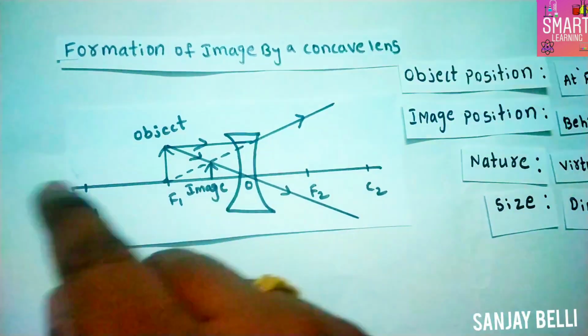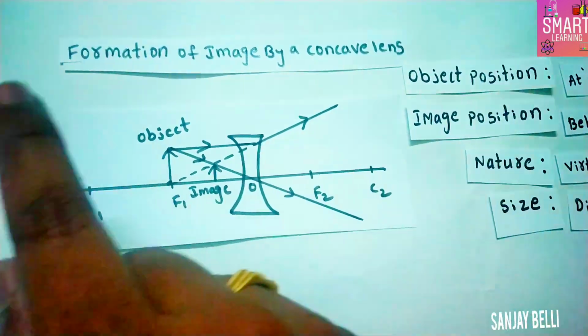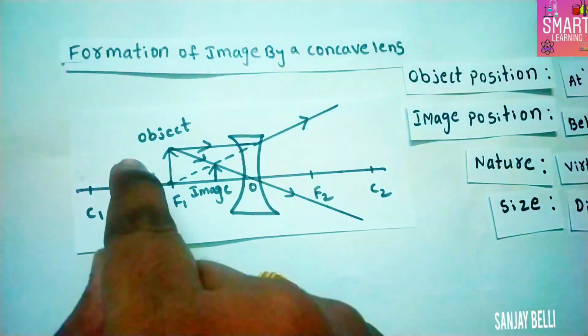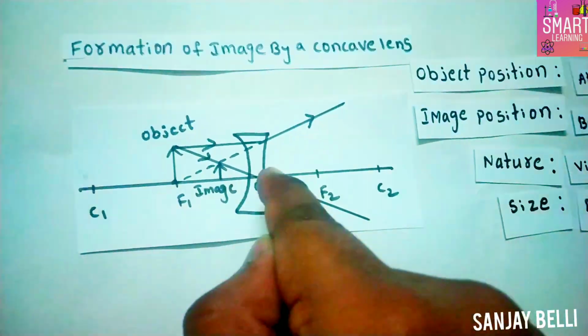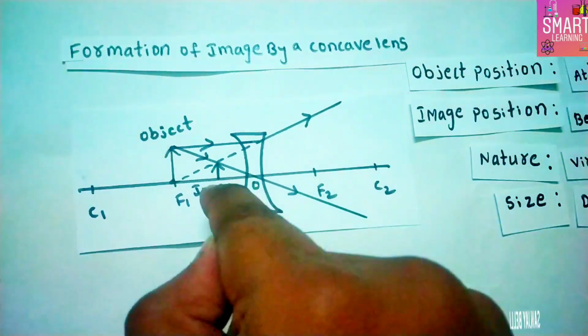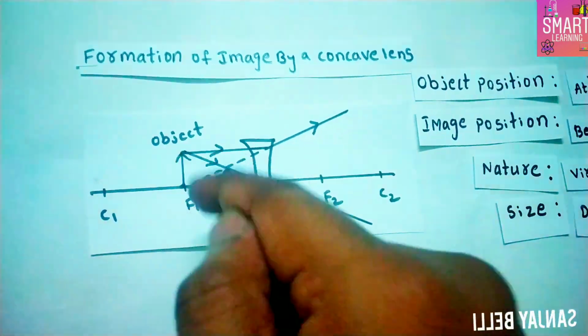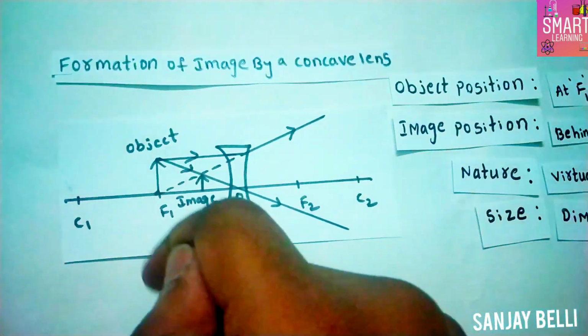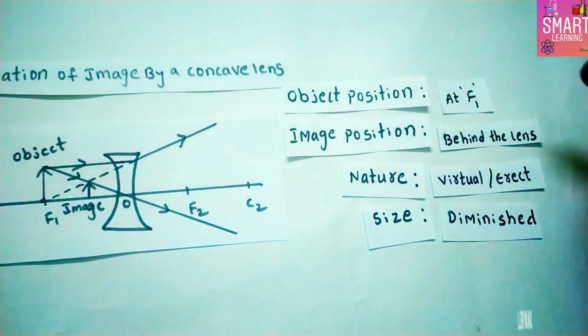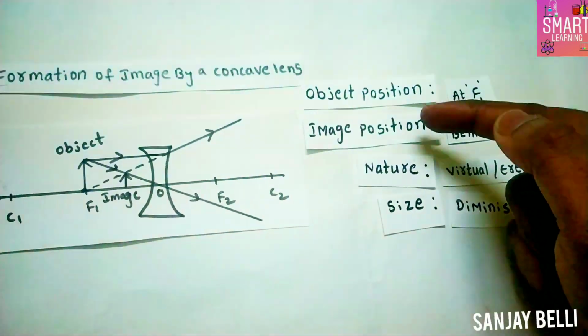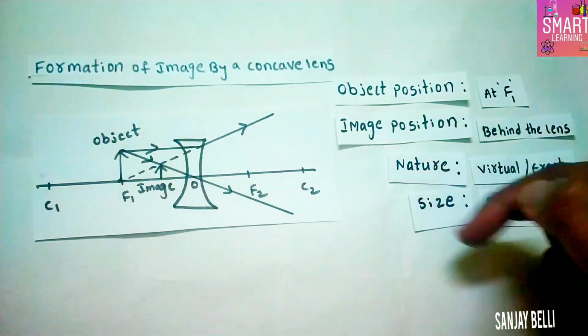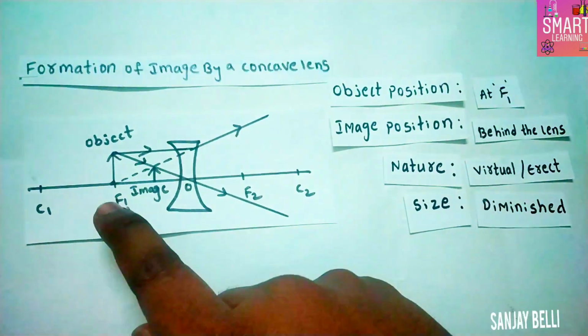Up to now I placed the object beyond C, on C, between F and C, and on F, and I got an image between O and F. If I place an object between O and F, where will an image be obtained? Now we will see very clearly, so just observe the characteristics. Image position, nature and size we got the same on F.